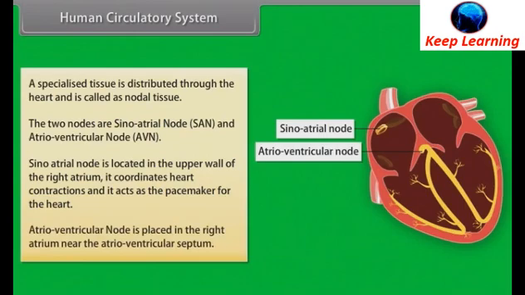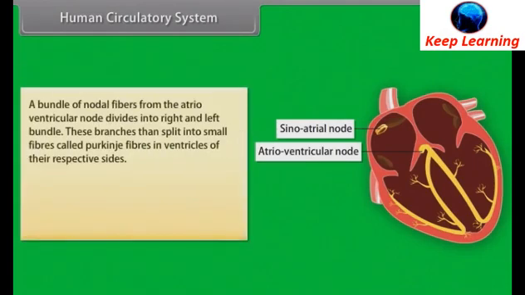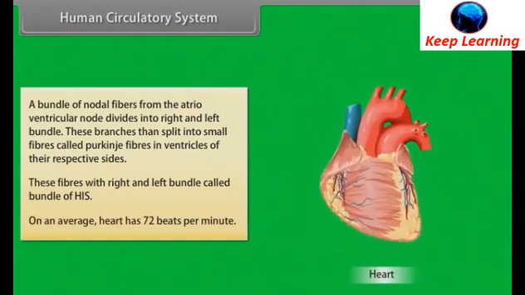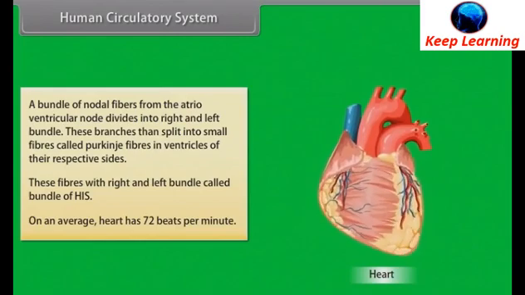Atrioventricular node is present in the right atrium near the atrioventricular septum. A bundle of nodal fibers from the atrioventricular node divides into right and left bundle. These branches then split into small fibers called Purkinje fibers in the ventricles of their respective sides. These fibers with right and left bundle are called bundle of His. On an average, the heart has 72 beats per minute.